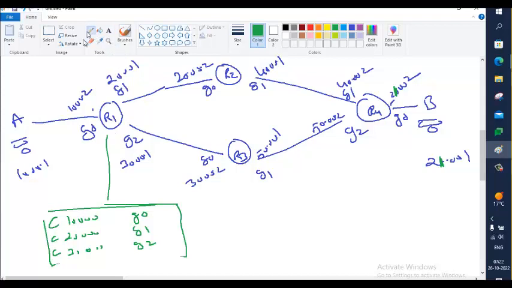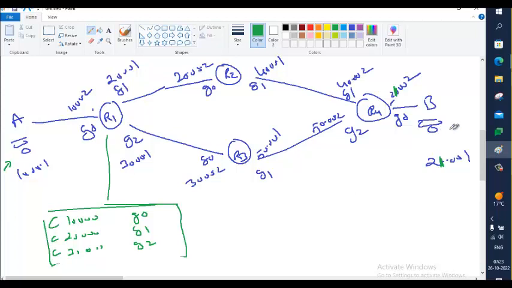If someone pings from this computer to 21.0.0.1, there is no information about 21 here. I don't know where the 21 network is. The router will drop the packet. Why? Because the router doesn't know the route. So we have to write a route.